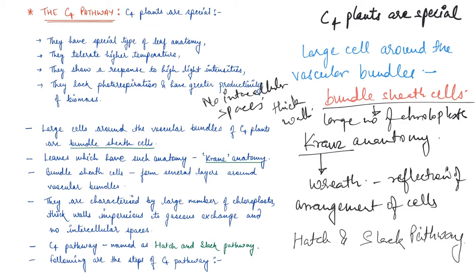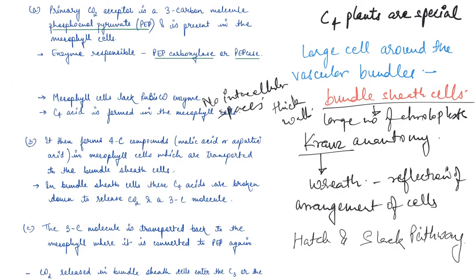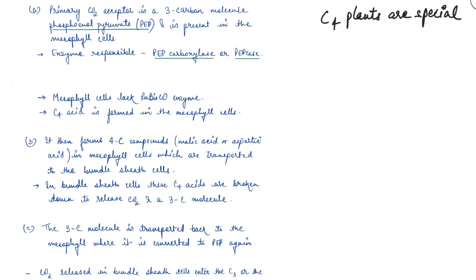Now, what happens here? Let's see what happens here. If we see what are the primary acceptors, first, what is the primary carbon dioxide acceptor? Here, the primary carbon dioxide acceptor is PEP, which is phosphoenol pyruvate. So this is the primary acceptor, and the enzyme responsible here is PEP carboxylase.